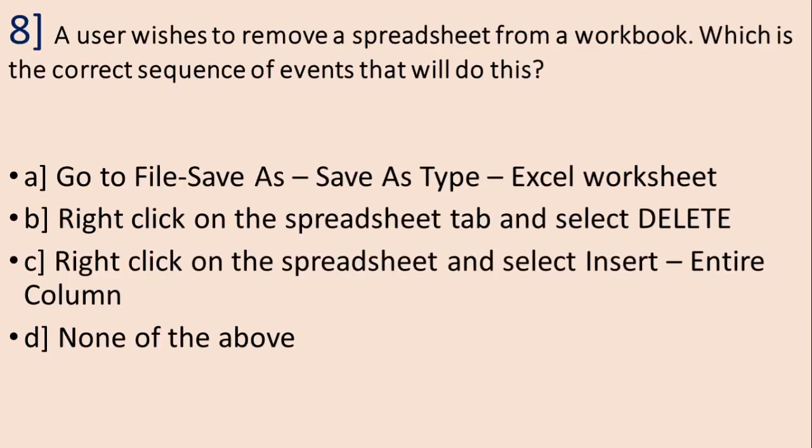Question number 8. A user wishes to remove a spreadsheet from a workbook. Which is the correct sequence of events that will do this? Option A is go to File, Save As type, Excel worksheet. Option B, right click on the Spreadsheet tab and select Delete. Option C, right click on the spreadsheet and select Insert Entire Column. Option D, none of the above. The correct answer is B, that is right click on the Spreadsheet tab and select Delete.